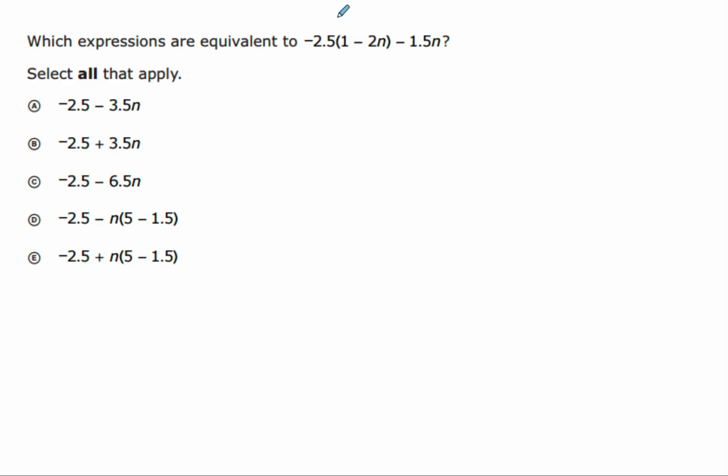Okay, let's check our answers. We're going to distribute that negative 2.5 to the 1 and the negative 2, and I'm going to just make that a negative 2. Negative 2.5 times 1 is negative 2.5. Plus negative 2.5 times negative 2.